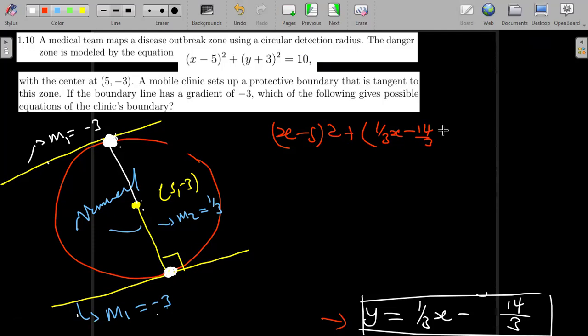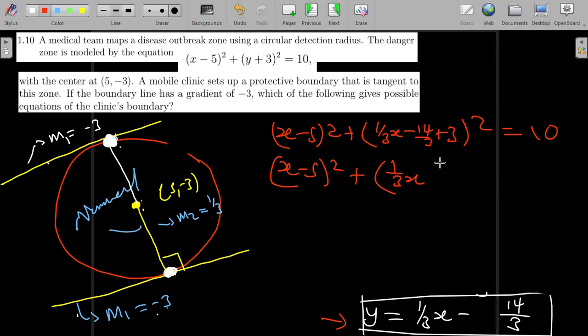Okay, and then what else? And then plus 3 squared is equal to 10. So this will still remain what? So we have x minus 5 squared plus, here I'm subtracting 14 over 3 plus 3, it will give me what? That one will just give me minus 5 over 3 squared is equal to 10.